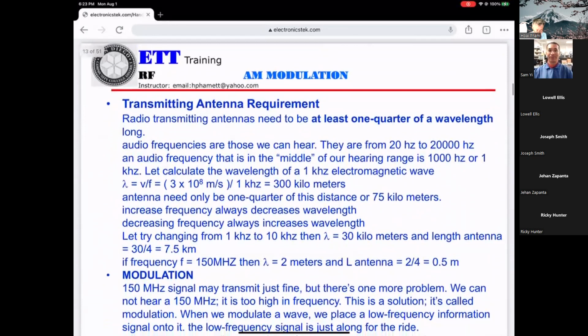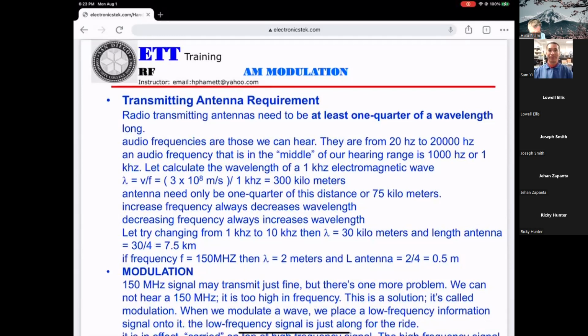Transmitting antenna requirement. A radio transmitting antenna needs to be at least 1/4 of a wavelength long. Audio frequencies are low. The frequencies we can hear are from 20 hertz up to 20,000 hertz. That is audio.